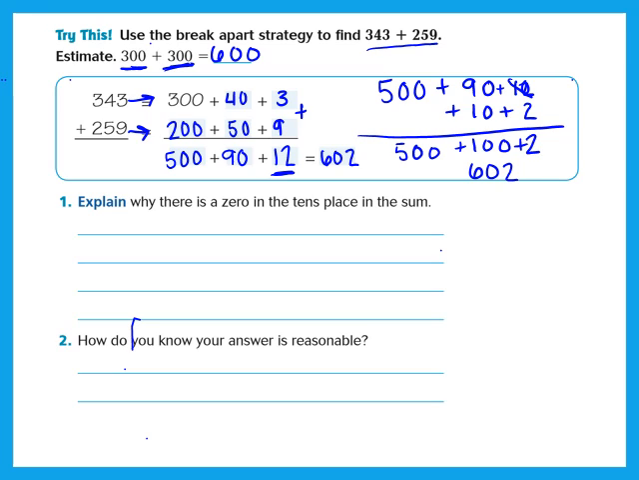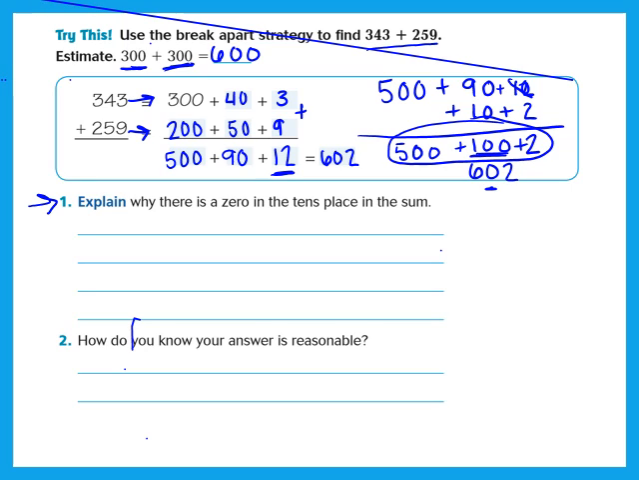Now for this question right here, you don't have to write anything, but I want to just briefly discuss this. Why is there a 0 in the tens place in the sum? Well, that's because when I added these partial sums together, I had 0 tens. I regrouped this 100 as 100, and I was left with 0 tens. So that is why I have a 0 in the tens place.